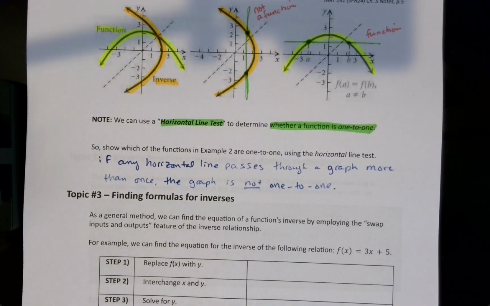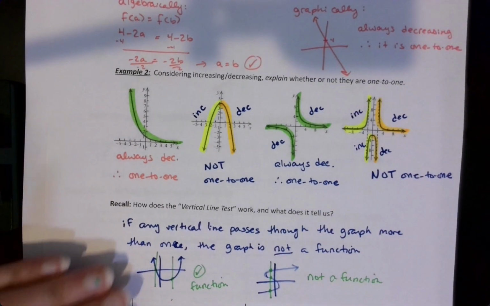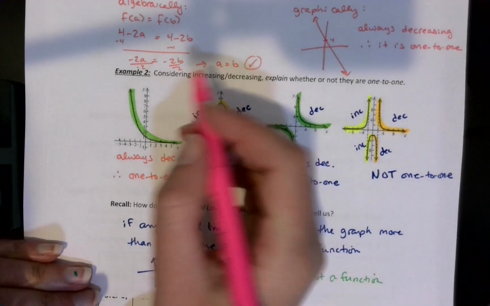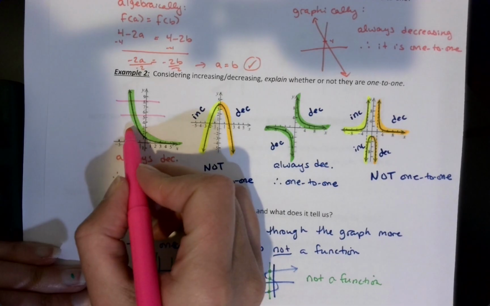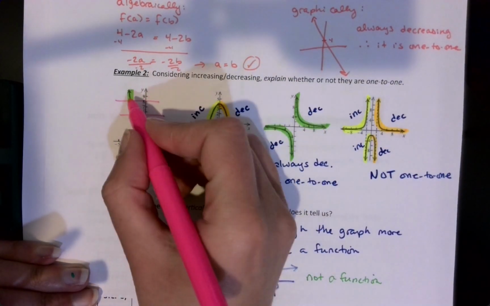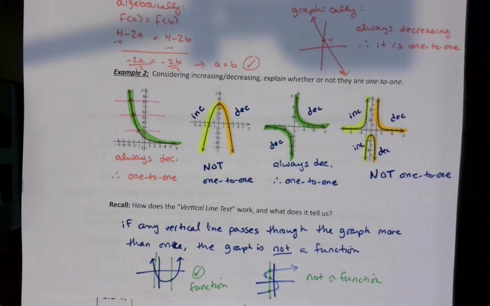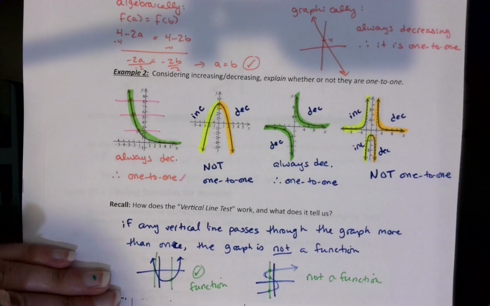Looking back at our previous page, we had already decided that the first graph right here was one-to-one. If I imagine drawing a horizontal line in any place in this graph, it's only going to cross at one place, so it is one-to-one.